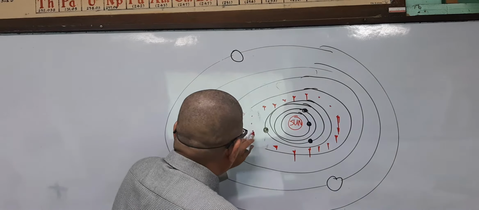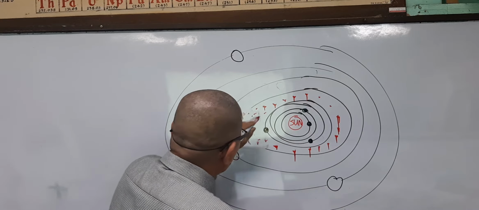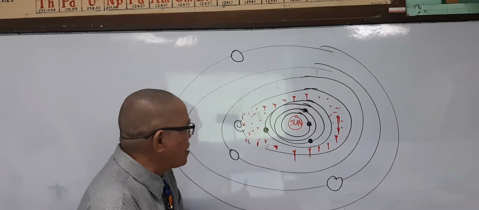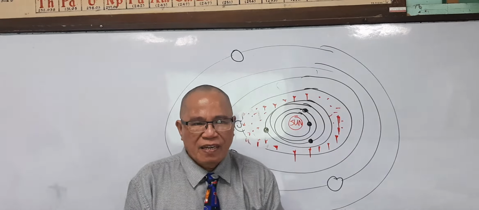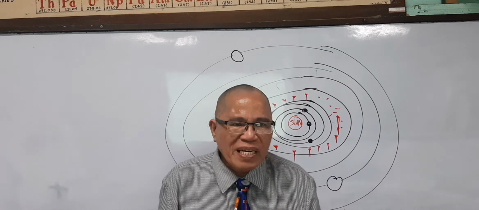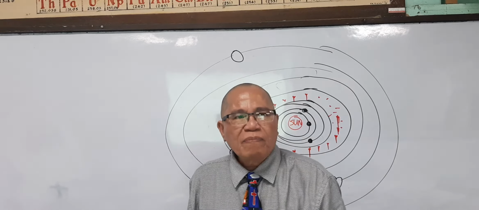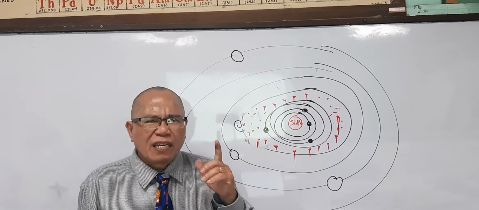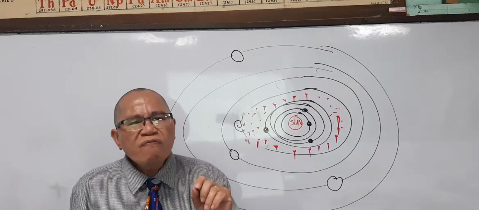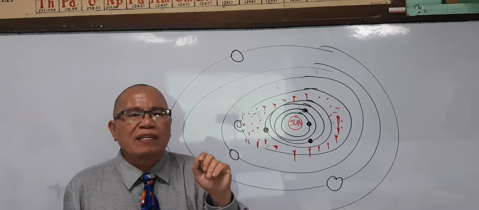Okay, so you have here so many miniature planets we call the asteroids. And of course, you have the other members of the solar system, the comets. Okay, all these planets move around the sun in the same direction.